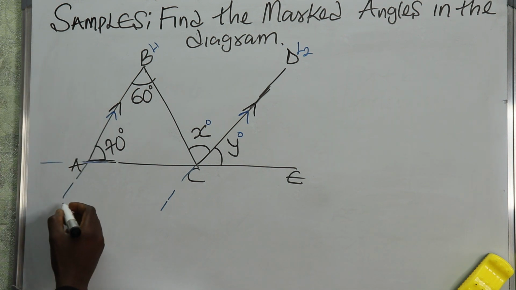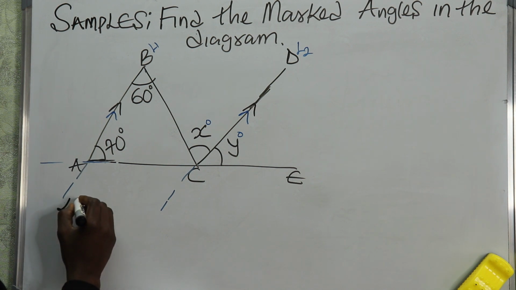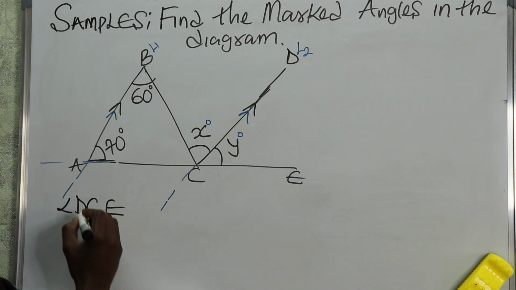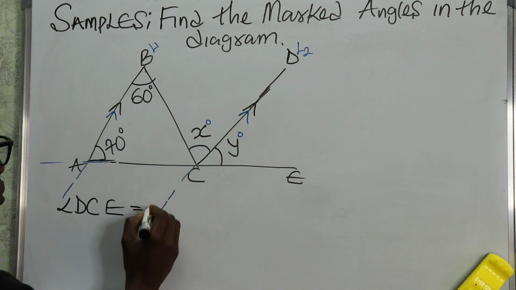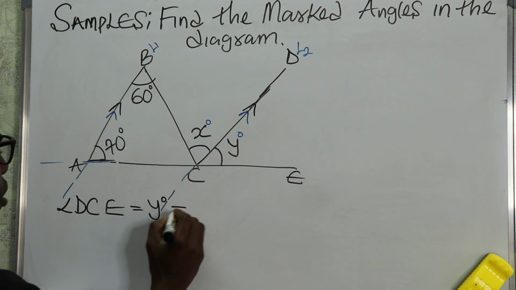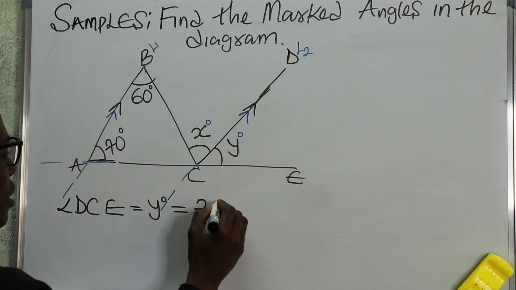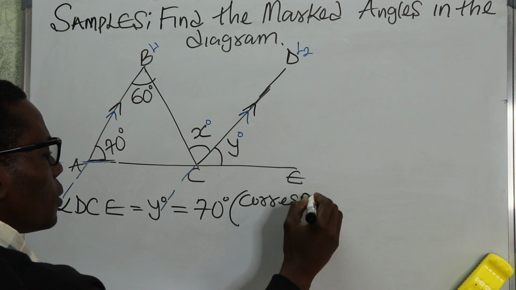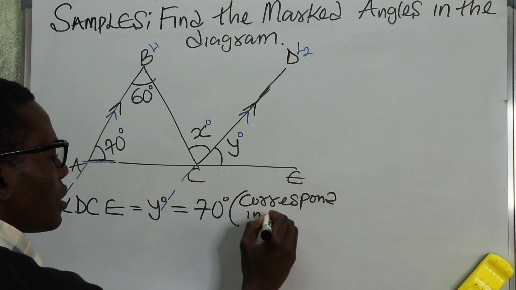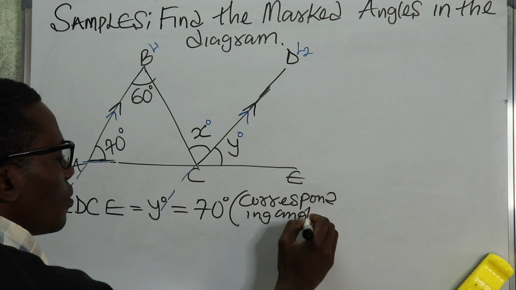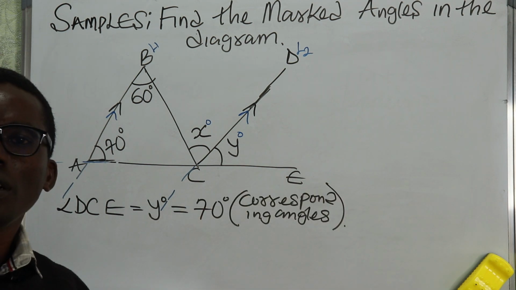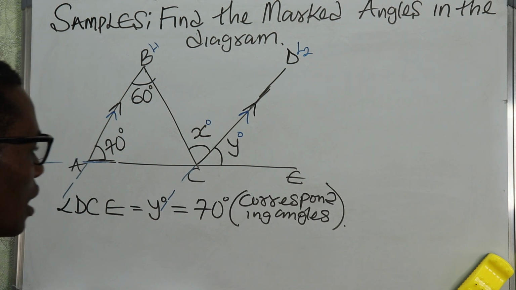That tells us that angle DCE, which is this angle here, which is equal to Y degrees, is equal to what? 70 degrees. And what is our reason? They are corresponding angles. Now take note of that. This is how you apply the properties of lines and angles.